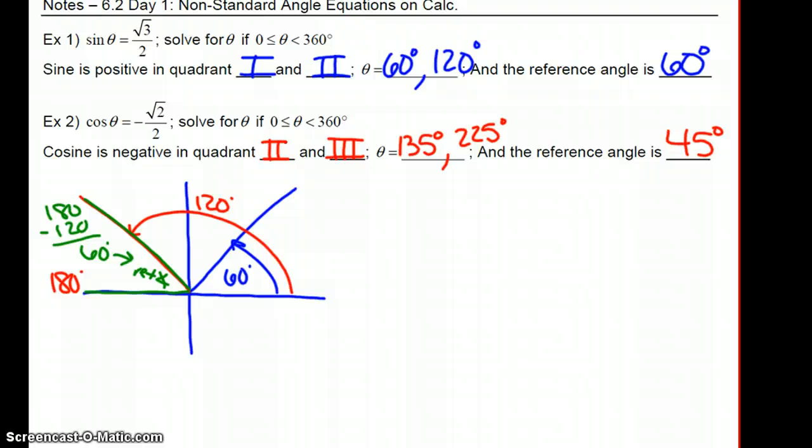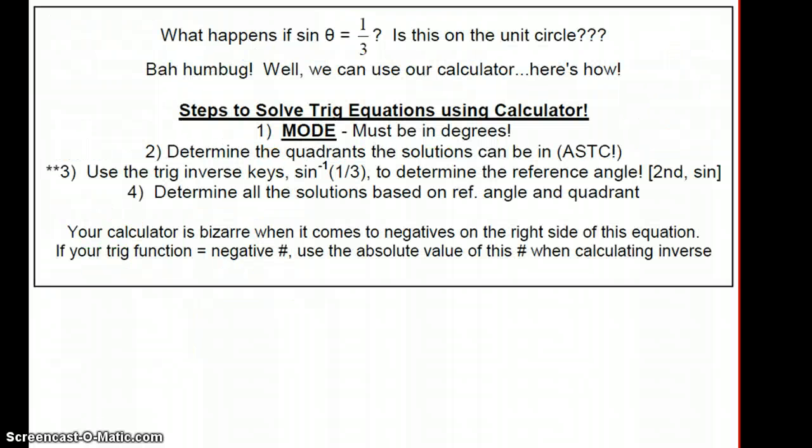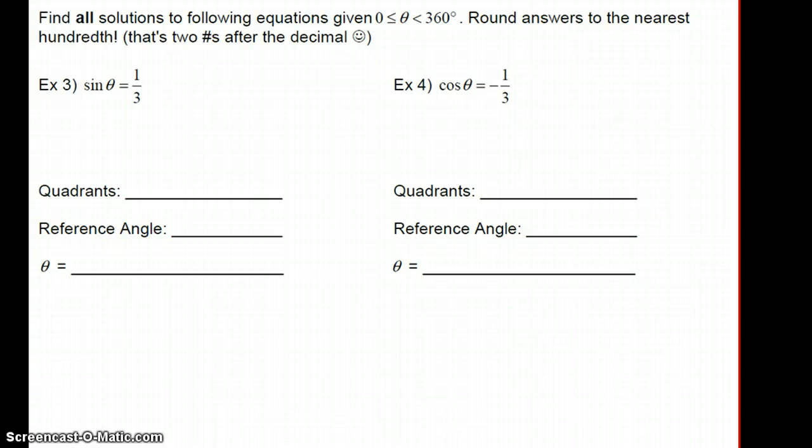Okay, moving on to angles that might not fall on your unit circle. So what happens if the sine of theta equals 1/3? Well, you look on your unit circle, you're trying to find a y value of 1/3, and you can't find one. So what do you do? You turn to your calculator. I've got the steps listed here. I'm going to go through that on the next slide, though, at example 3, so you can read through this on your own note sheet, and I'm going to slide over to my next page here.